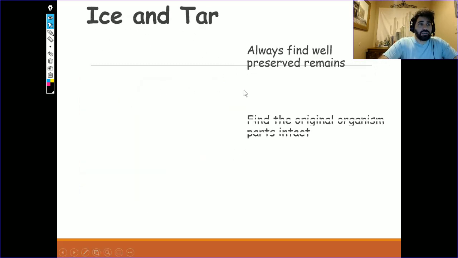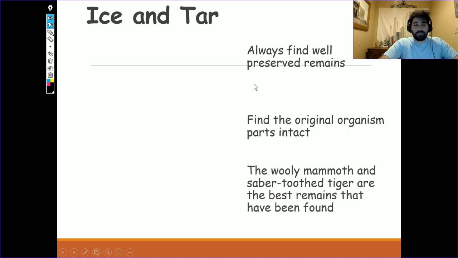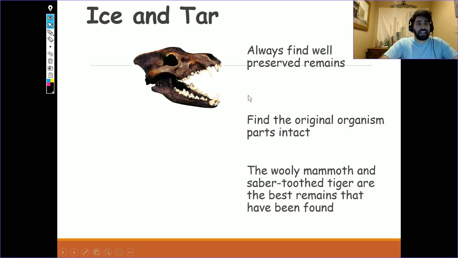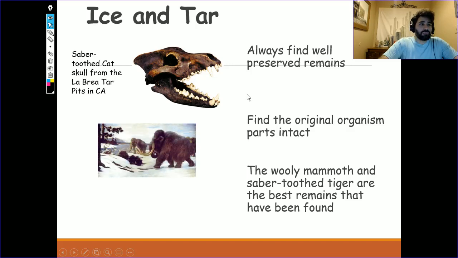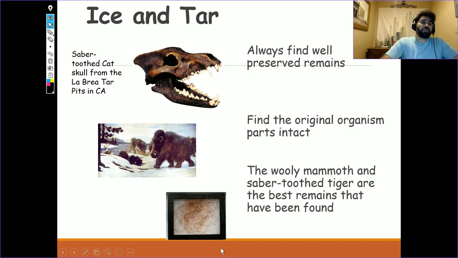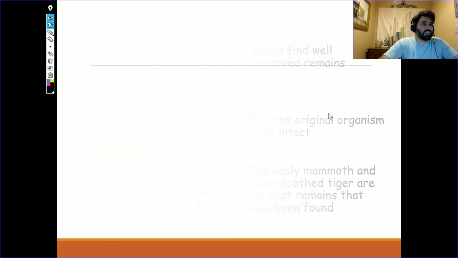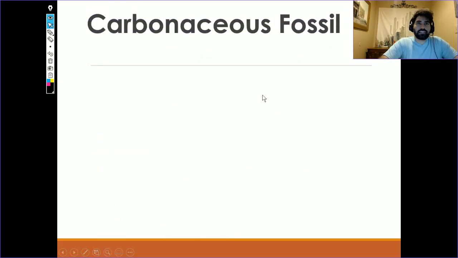Ice and tar. So these are some of the most well-preserved fossils. They preserve things almost fully intact. We have woolly mammoths that were preserved in ice. These are actual woolly mammoth hairs. This is a saber-toothed tiger that was preserved in a tar pit in California. So we can have really nice looking fossils from ice and tar pits, and that's the actual tissue. It's not replaced by other minerals.